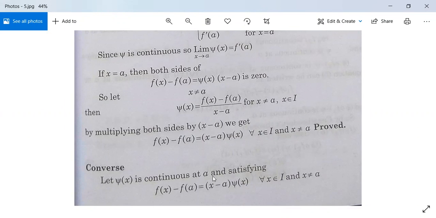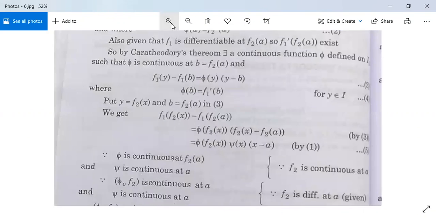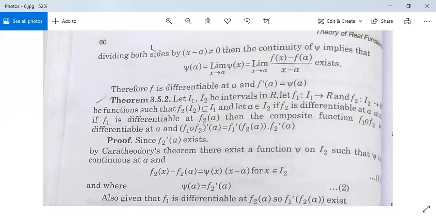Let psi x is continuous at a and satisfying fx minus fa is equal to x minus a into psi x for all x in I and x not equal to a. Now dividing both sides by x minus a not equal to 0, then the continuity of psi implies that psi a is equal to limit psi x tending to a. This is equal to limit fx minus fa over x minus a tending to a exists. Therefore, this f is differentiable at a and f dash a is equal to psi a. This is your f dash a and this is equal to psi a. तो ये इसका जो कन्वर्स है वो पार्ट भी प्रूफ हो गया, ये भी ठीक है.